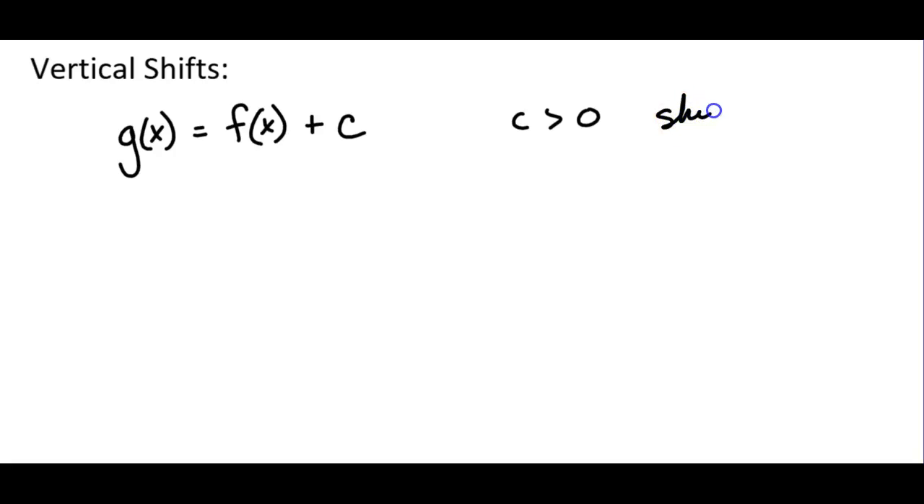Now we're going to start talking about the different transformations. One type of transformation we have is a vertical shift. And that's when we say we're going to have some function, say g of x, and it's equal to some function plus a constant. Now, if that constant is greater than 0, it's going to shift up. And if the constant is less than 0, it's going to shift down.